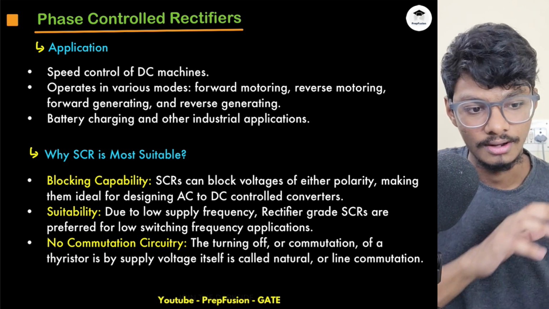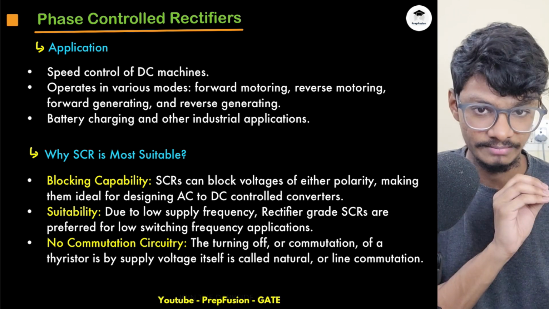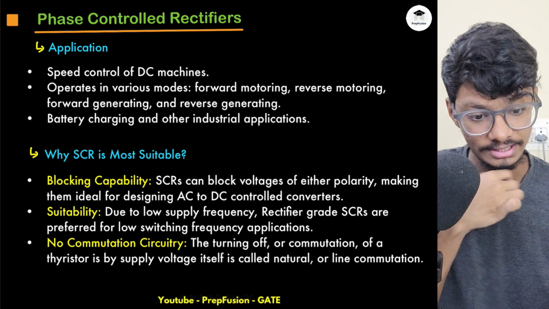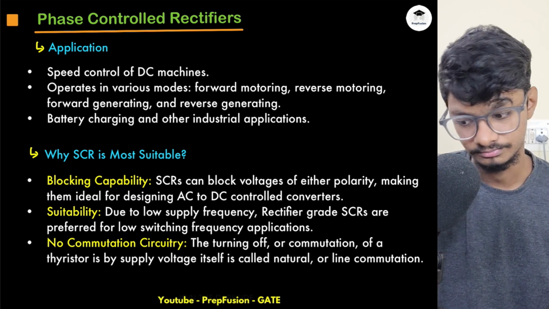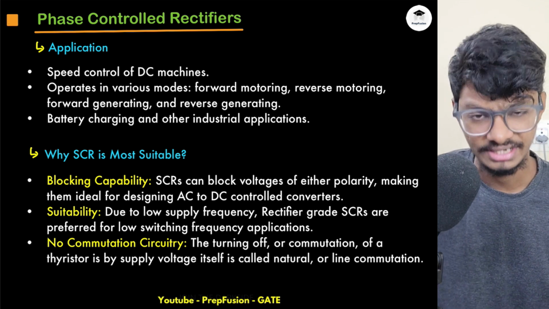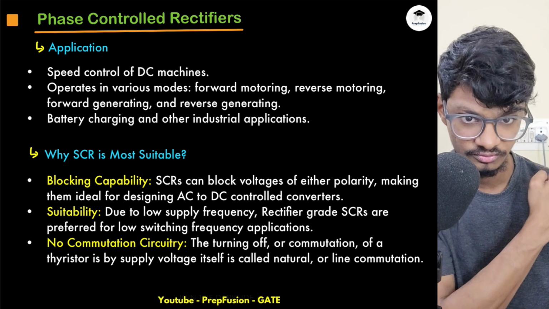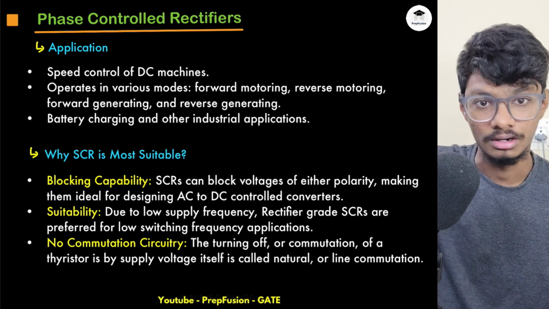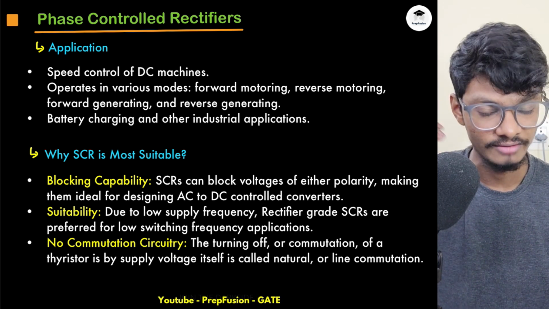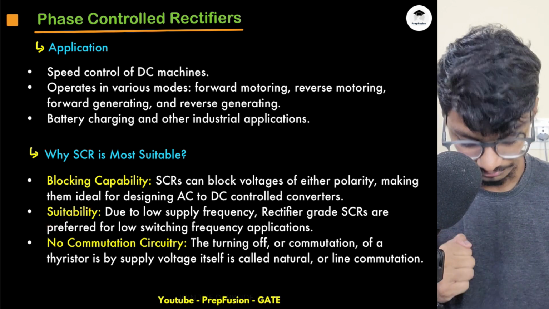Obviously, we can make them specifically for high switching applications. We have to change the construction a bit, improve the construction a bit, but for high frequency applications generally MOSFETs and IGBTs are used. But as low frequency is there here, and it can block high voltage, because this will be used in supplies, in power systems, where we have to deal with high voltages, SCR is the best suitable candidate for that.